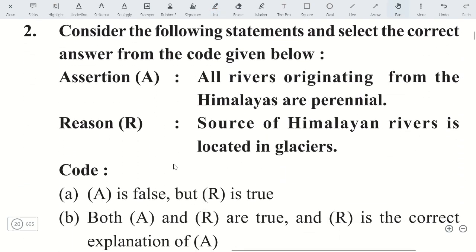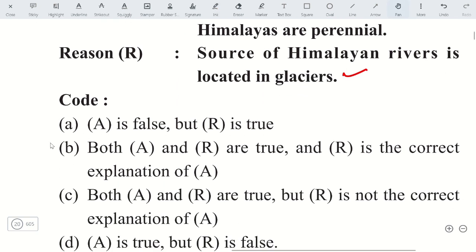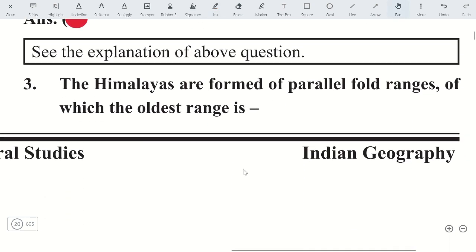Here also are some statements, and let's see assertion and reason. All rivers originating from the Himalaya are perennial. True. The source areas of the Himalayan region are located in glaciers. It is also true and the correct explanation. Then the option will be B. B option will be correct. Let's check out the next question.